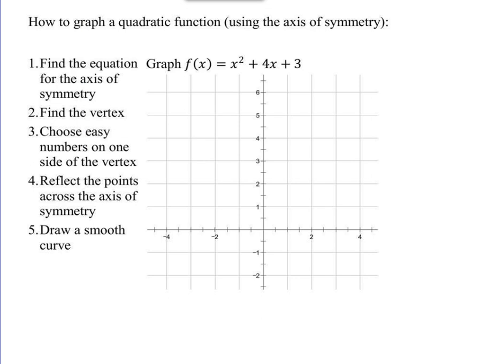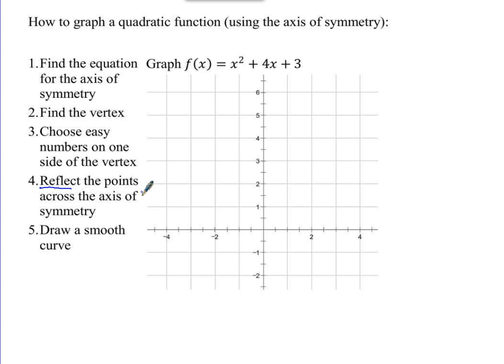To graph a quadratic function using the axis of symmetry, first, find the equation for the axis of symmetry. This will allow you to locate where that parabola is along the x-axis. Then, find the vertex. Then choose easy numbers on one side of the vertex only. Not both sides anymore, just one side of the vertex. And then this word, reflect the points across the axis of symmetry.